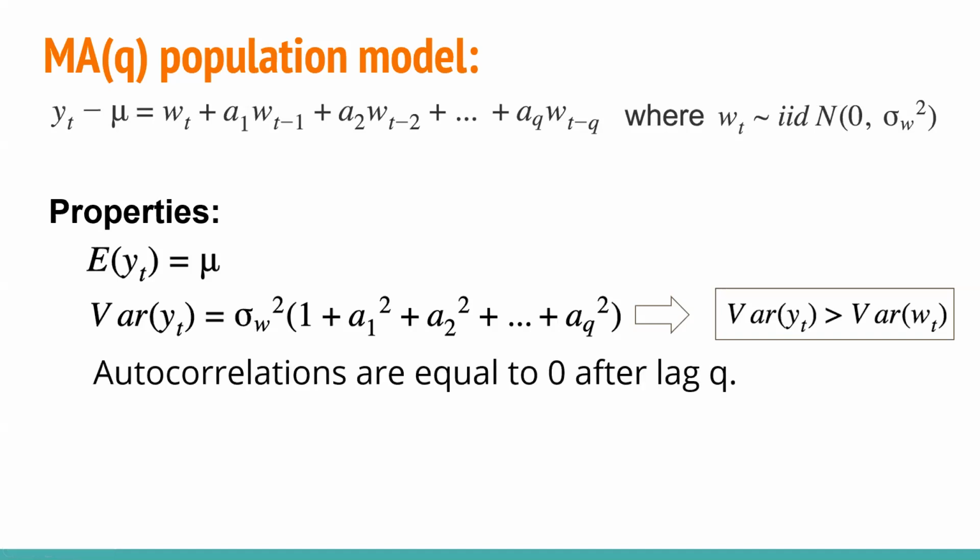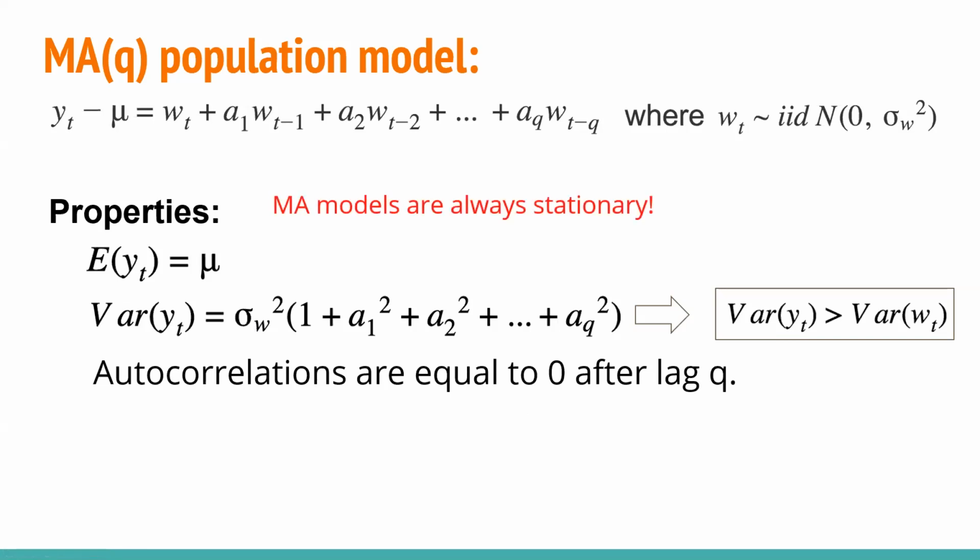And you know what? Autocorrelations are equal to 0 after lag Q. You know that? So if I'm talking about MA of order Q, it means the autocorrelation at lag Q plus 1 would be 0, and so on like that.